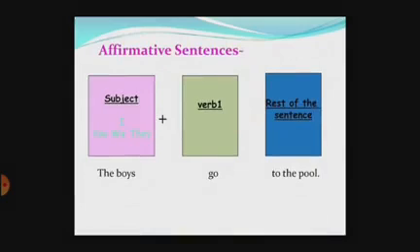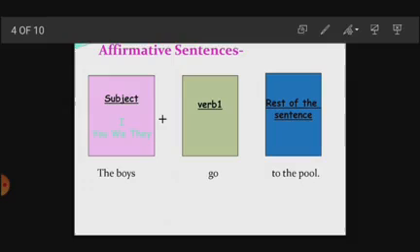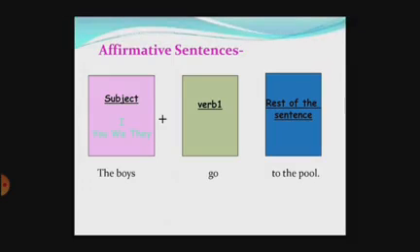Affirmative sentences. How can we form affirmative sentences using present simple tense? Let's see the example. The boys go to the pool. We said before, if the subject is I, you, we, they, or any plural noun, the verb should come in the base form. So what is the subject in this sentence? The boys. So the boys is a plural noun. That's why the verb is go. We didn't add s or es or ies. So the sentence is the boys go to the pool.